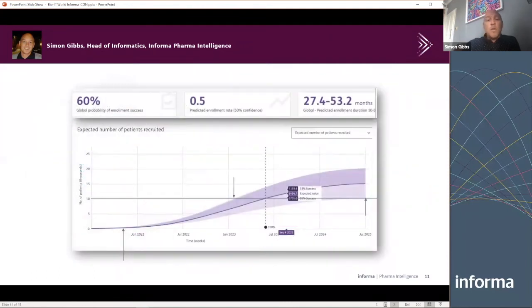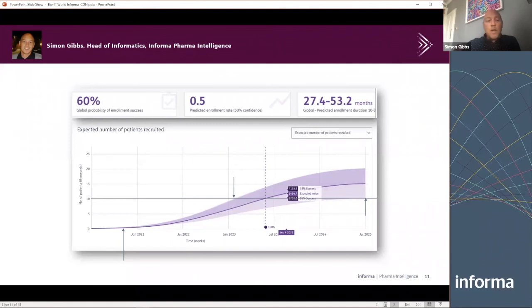As an example of the different types of outputs and the way that we visualize the data, here are some of the types of outputs we have within the product. We look at three core metrics, specifically related to the enrollment rate and enrollment forecasting that we generate within the product. The first is a global probability of enrollment success, where we're looking at the likelihood of meeting the target enrollment number based on the study design or the feasibility design and the different data drivers that have been selected.